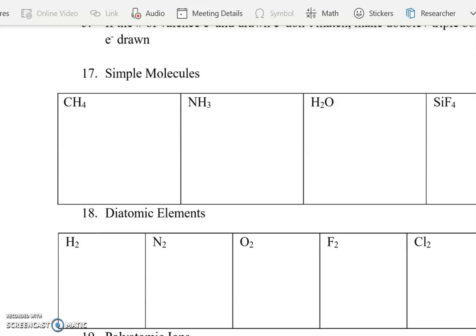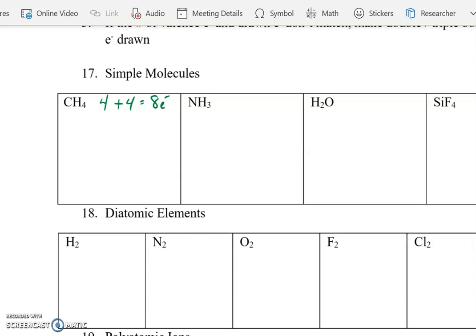So let's start with one of our simple molecules here, CH4, also known as methane. Carbon has 4 valence electrons. Each hydrogen has 1, so there's another 4 electrons. So we have a total of 8 valence electrons to draw.